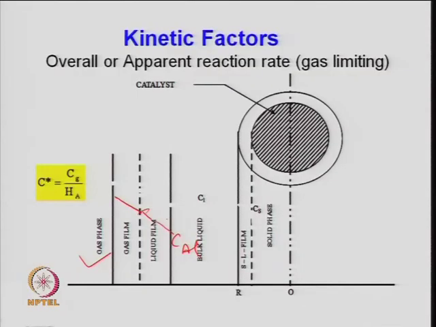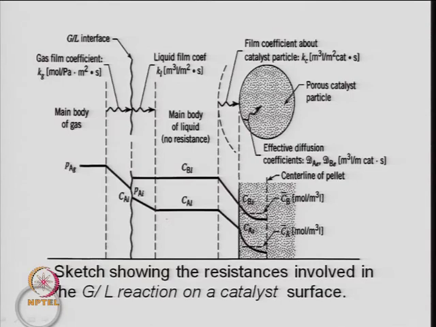All these factors will affect the performance of a trickle bed reactor, and this is the detailed, complicated geometrical picture of the resistances offered. This is the main body of the gas, where the partial pressure of A in the gas phase is PAG, which can be related to temperature and concentration. You know PV is equal to nRT, so Ca is equal to PAG upon RT, that can be calculated.